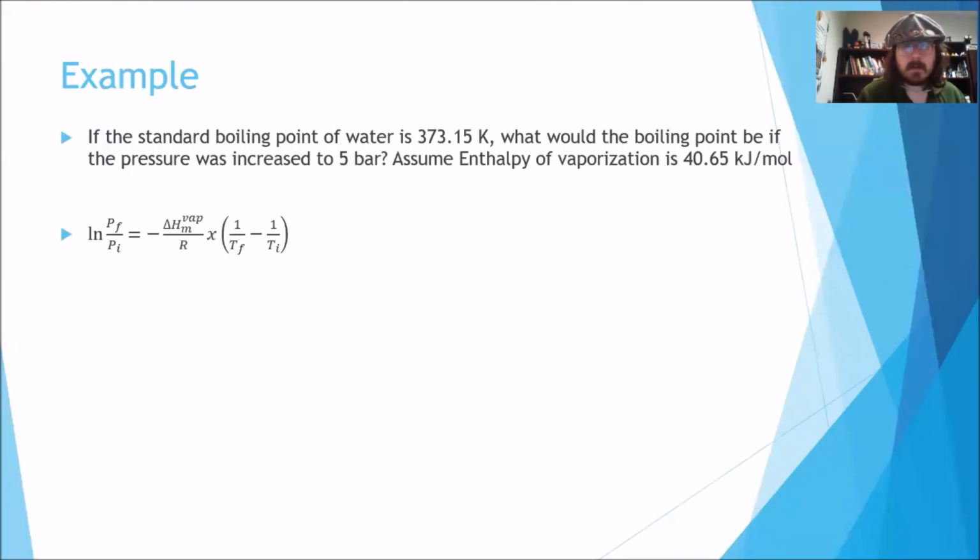So that's kind of the same concept we use when we talk about pressure cookers. You increase the pressure, increase the boiling point, and heat food at a higher temperature and thus cook it faster.